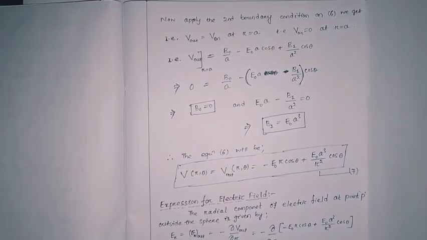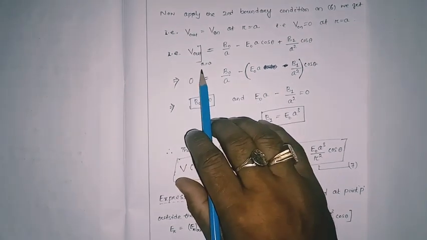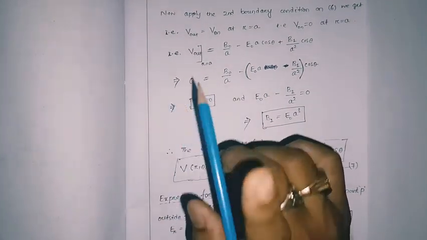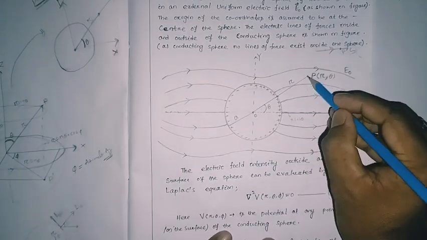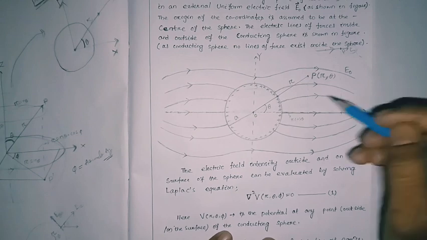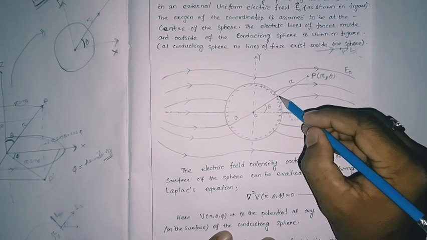So here v out for r equal to a, as I told, suppose this point will be here, that means this point is also just outside.